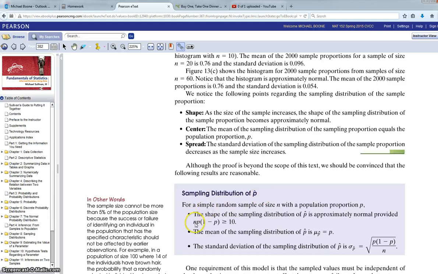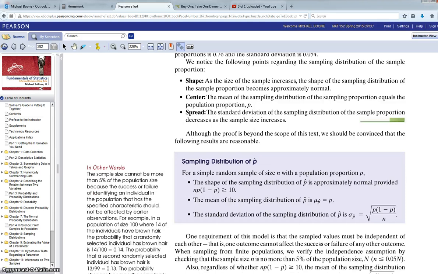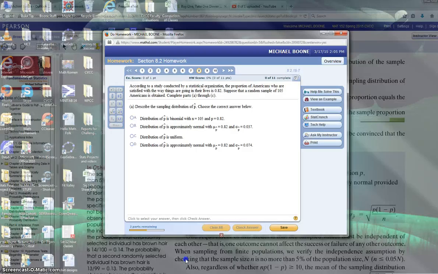So we have to have this condition that n times p times 1 minus p is greater than or equal to 10. So they'll ask you some questions about that. So please read the text to make sure that we can approximate normality. So my mean of p hat is just my proportion. And then the standard deviation of the sampling distribution is this formula, the square root of p times 1 minus p over n.